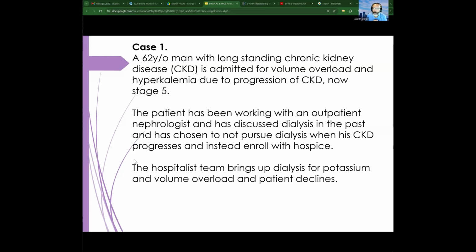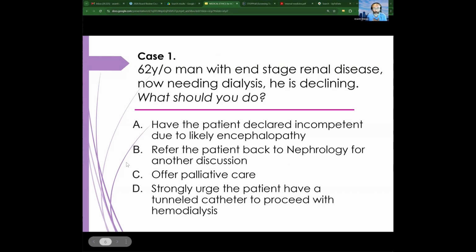And the patient had chosen not to pursue dialysis when their time came, when the CKD progressed, and instead they would proceed with hospice. The hospitalist team taking care of them brought up dialysis, though, of course, for the acute issue with hyperkalemia and the fact that they had anasarca, and the patient declined. So, case one, we have the 62-year-old gentleman, end-stage renal disease, now needing dialysis. He is declining. What should you do?